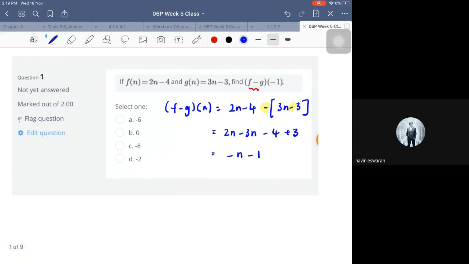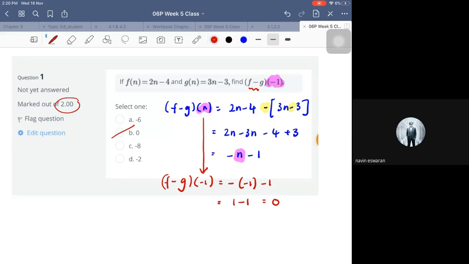But the thing is that I don't want a function of f of g of n. So the variable, I don't want it to be n. I want it to substitute that with a constant value of negative 1. So now all I have to do is, I'm going to write this as f minus g of negative 1. So whenever you come across n in the equation, you're going to replace that by negative 1. So I'm referring to this n right here. So therefore, my equation is going to be a negative of negative 1 minus 1. So which is going to be 1 minus 1, that is going to equal 0. So the answer is supposed to be 0. So this is a very simple question. You will get 2 marks out of 15 for this.